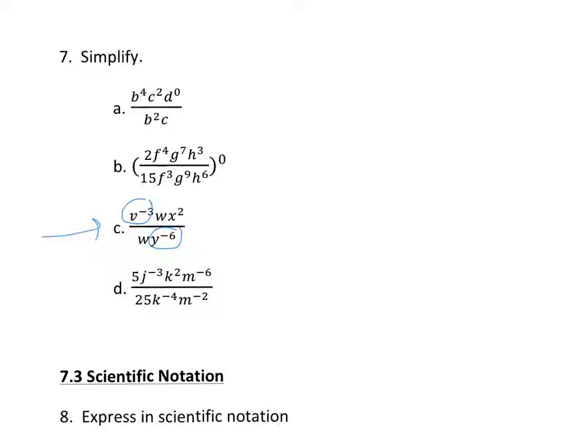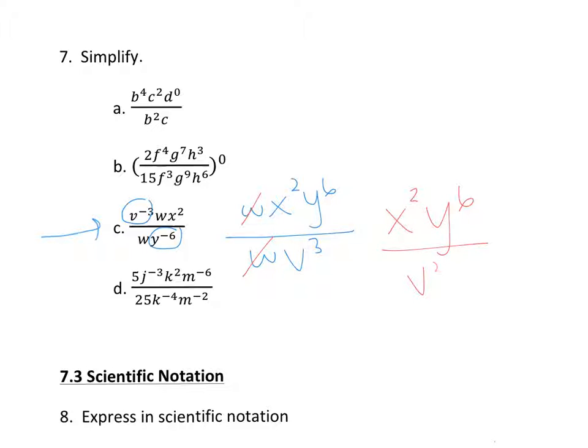So if I flip those variables with those negative exponents, what I get is w x squared y to the 6th all over w v to the 3rd. Now what I need to do is simplify. So I see a w over a w, those cancel out. I see nothing else I can simplify. So I get x squared y to the 6th all over v to the 3rd.